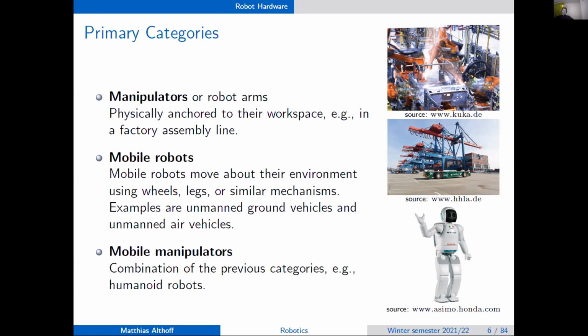Yeah, I mean, the robot dogs, like there's this dog from Boston Dynamics. I will also talk a little bit about Boston Dynamics later on in the lecture.